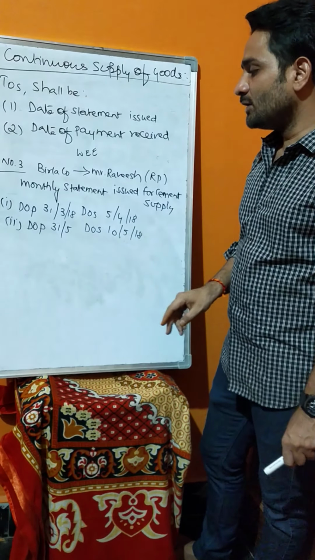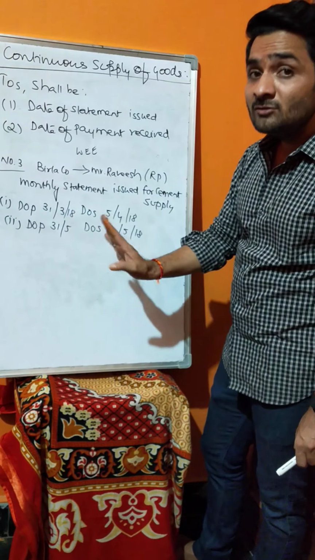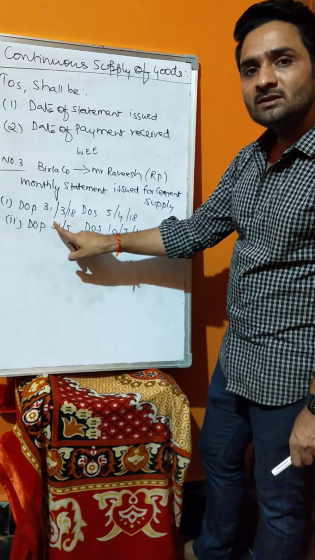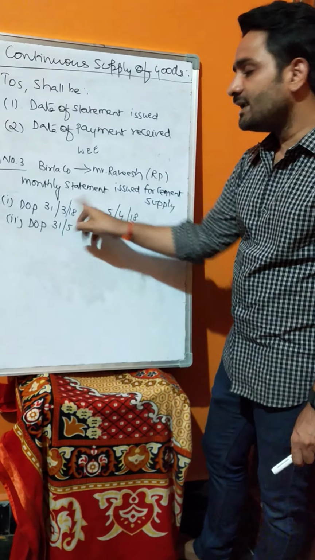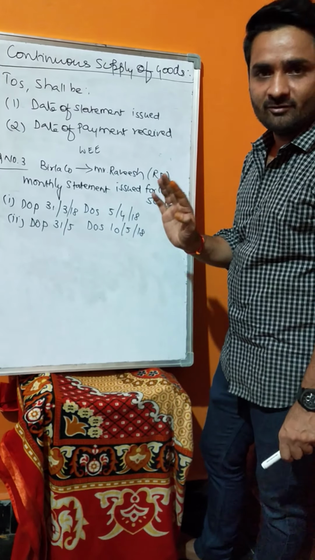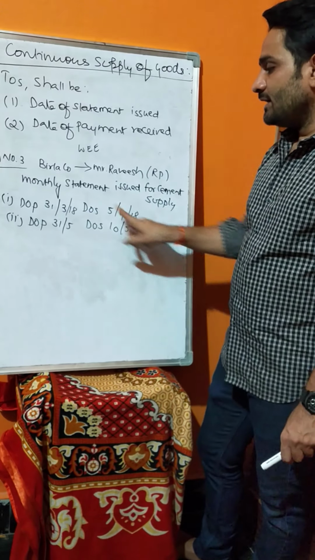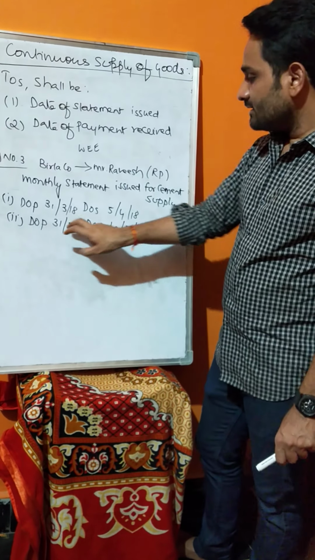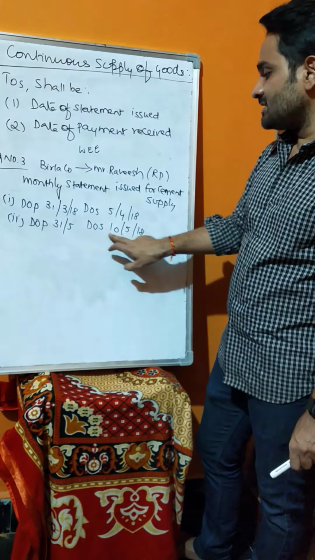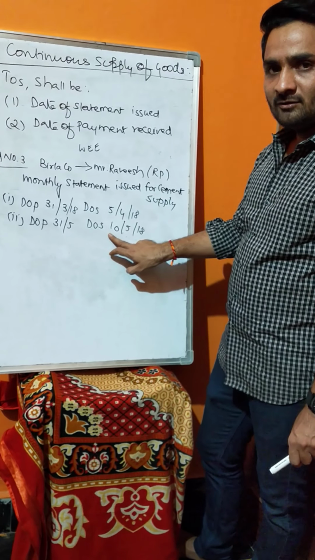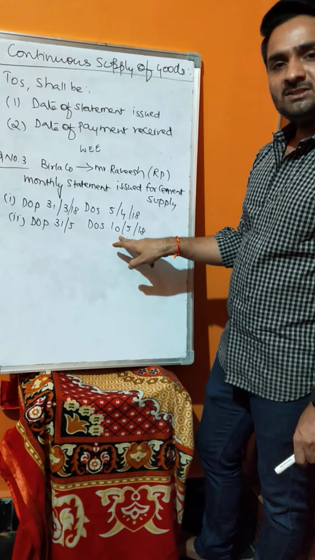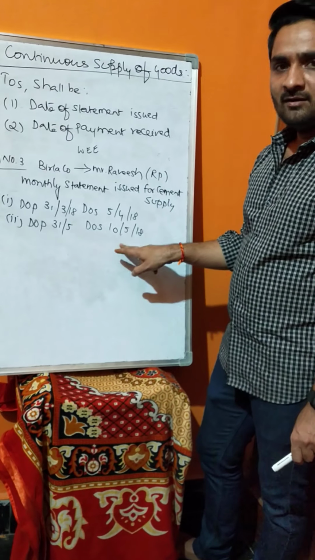Look at case number 2. Date of payment is not received up to 31st May. So that is to say, date of payment is not yet received, so this is not applicable. Then date of statement is 10th May. In these two, whichever is earlier, since the payment is not yet received, which comes earlier? Date of statement. So this shall be taken as time of supply. We'll look at the solution.